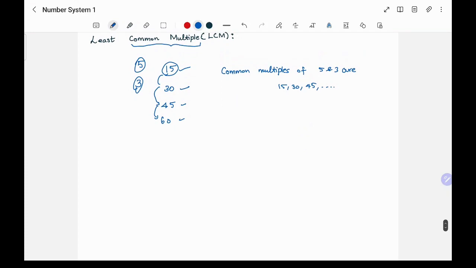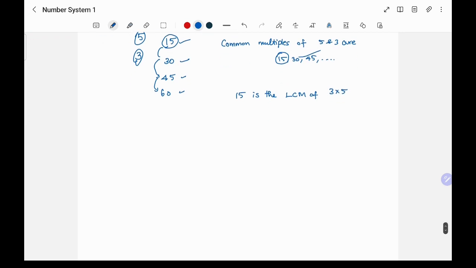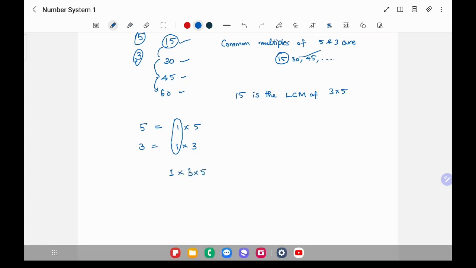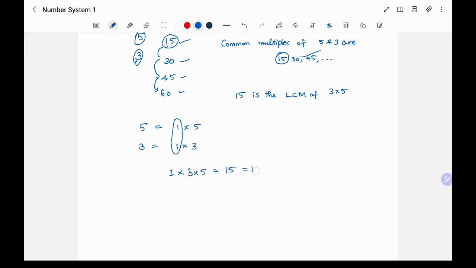Now the least common multiple is the least of these values, which is nothing but 15. So 15 is the LCM, least common multiple, of 3 and 5. So how do we find this? Again we use prime factorization. 5 is 1 into 5, 3 is 1 into 3. Now we map the same way. Whatever is mapped, we write only one time, and whatever is unmapped we write as it is. So this will give you 15 as the LCM.